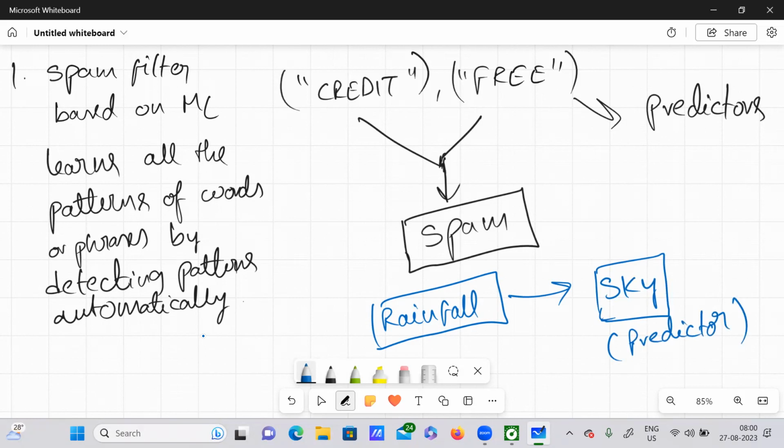Likewise, credit and free are the two terms that are usually the predictors of spam. If my mail has keywords like credit or free, then I can definitely say that it is going to be in the spam folder. So my spam filter, which is based on the machine learning algorithm, automatically learns which words or phrases are good predictors of spam by detecting unusually frequent patterns of words in spam examples compared to ham.